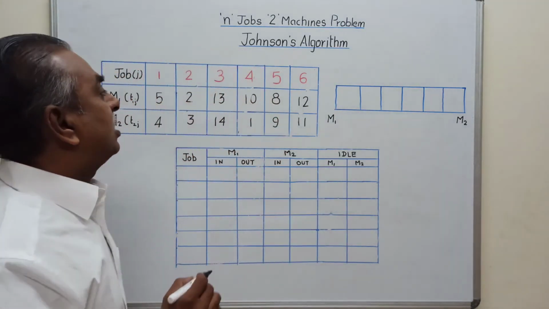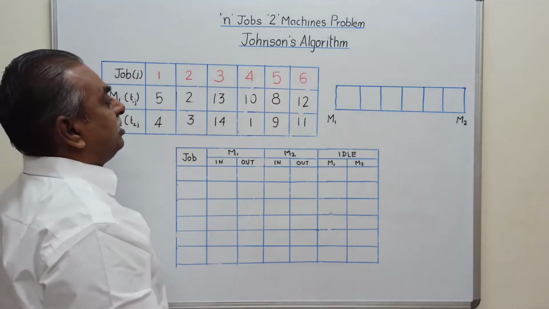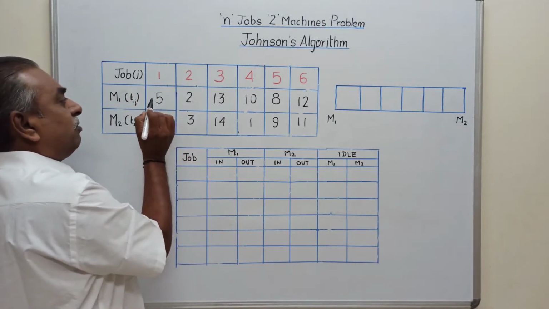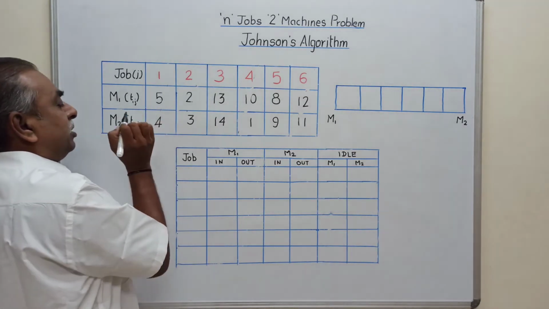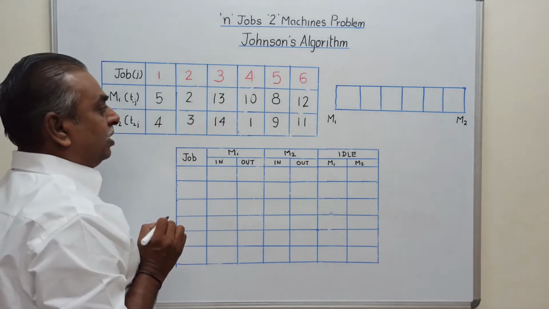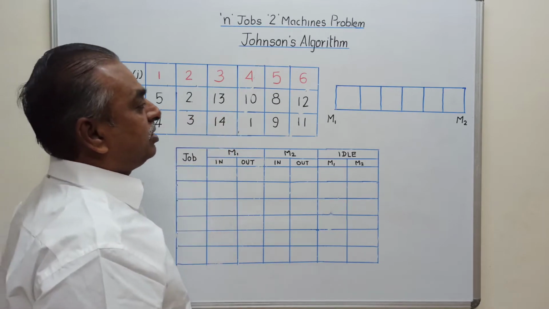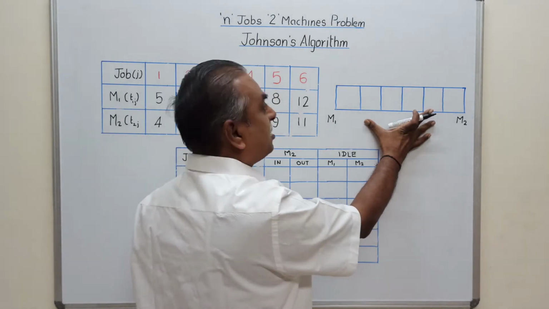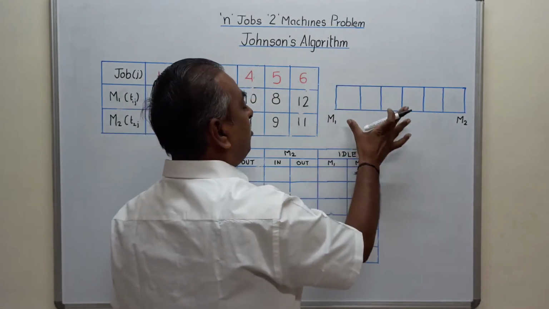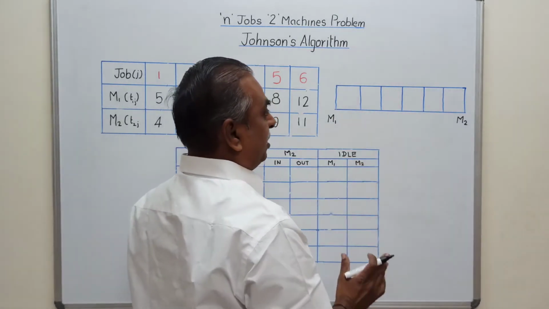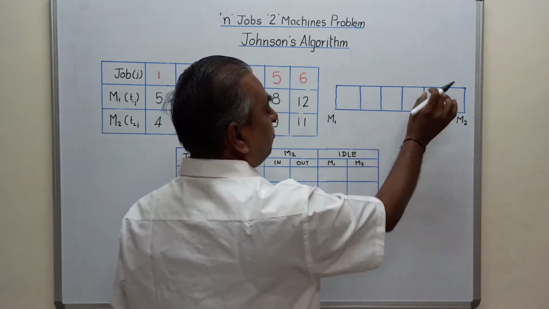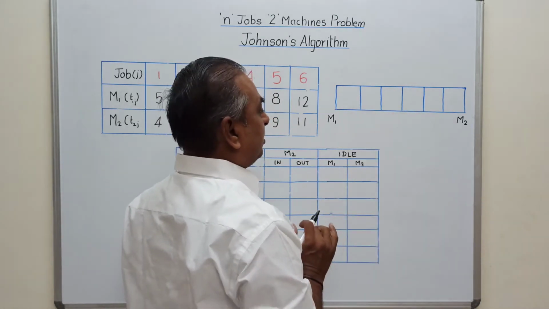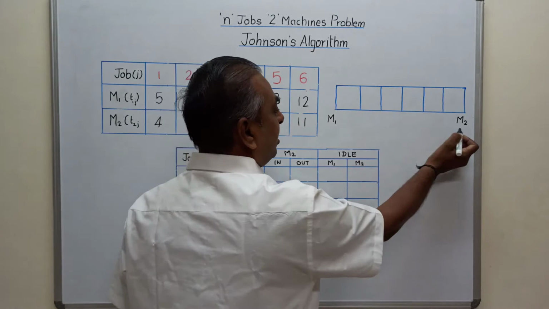For an example, let us consider a small problem consisting of 6 jobs with 2 machines, and the processing time of each job on the different machines is given. In order to solve this problem using Johnson's algorithm, let us find a sequence of the jobs to be processed by drawing 6 boxes. In these boxes we are going to fill in the jobs in a proper manner so that it gives a proper sequence. Now this side is M1 and this side is M2.